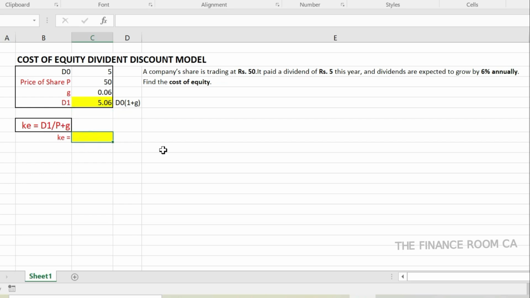So let's now put the values here. Our D1 is here, divided by our P, plus our growth rate, it's here. So it's 16.1%, or 16.12%. It's the cost of equity of this project, whatever it could be.